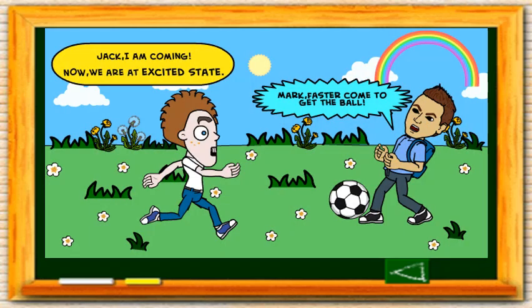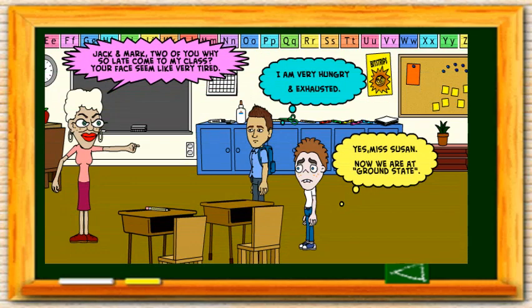After eating, they are so enjoying at the field to play football. Jack and Mark, two of you why so late come to my class? Your face seems like very tired. Yes, Miss Suzanne, I am very hungry and exhausted. Yes, Miss Suzanne, now we are at ground state. See, both of them are so clever. Apply the ground state and excited concept while explaining to Miss Suzanne their condition.